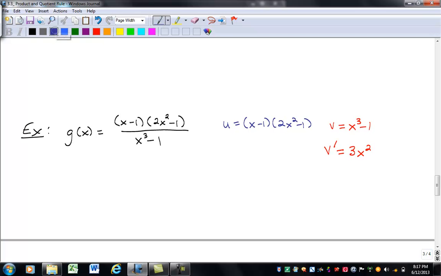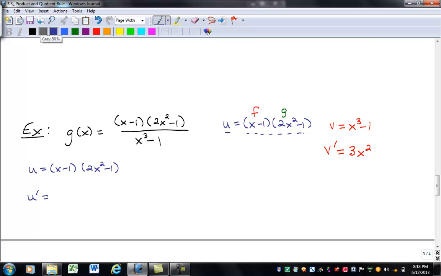But I have a little bit of a problem finding the derivative of u, because u requires me to use a product rule to find the derivative. I'm multiplying two functions of x together. So I could multiply them together and find the derivative, or I could use the product rule to find the derivative of u. It does not matter. It's actually easier to multiply those together, but because we're practicing the product rule, I'm going to use the product rule. So I'm going to call this one f, and I'm going to call this one g. So if u is x minus 1 times 2x squared minus 1, I can use the product rule to get u prime.